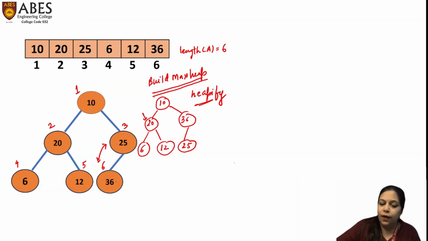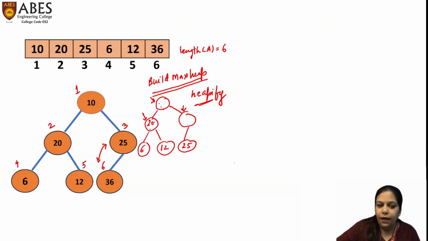Now we have to move towards the node which is stored at index 1. You can see here that we have repeatedly heapified node number 3, 2, and then 1. That means we are heapifying from length of A by 2 down to 1, heapifying each node. Now, in order to heapify 10, what are we going to do? We are going to check this 10 with the left child. The left child is larger. Then we are going to check this value with the right child. The right child is even larger. So this 10 will be swapped by 36.